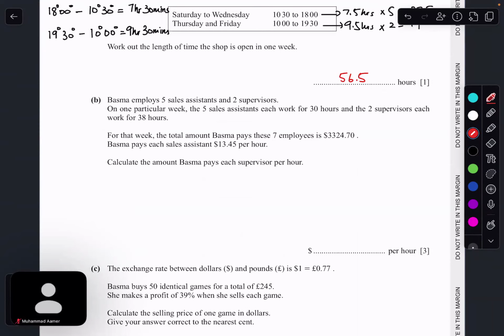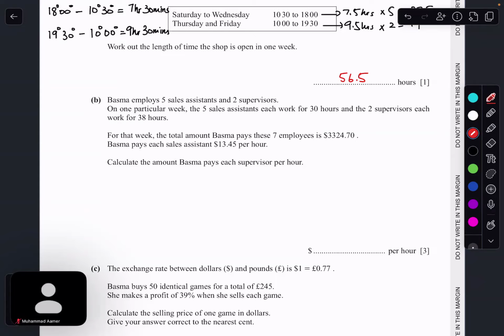So Basma employs 5 sales assistants and 2 supervisors. On one particular week, the 5 sales assistants each work for 30 hours and the 2 supervisors each work for 38 hours. Okay. For that week, the total amount Basma pays these 7 employees is this much. Basma pays each sales assistant this much per hour. Calculate the amount Basma pays each supervisor per hour.